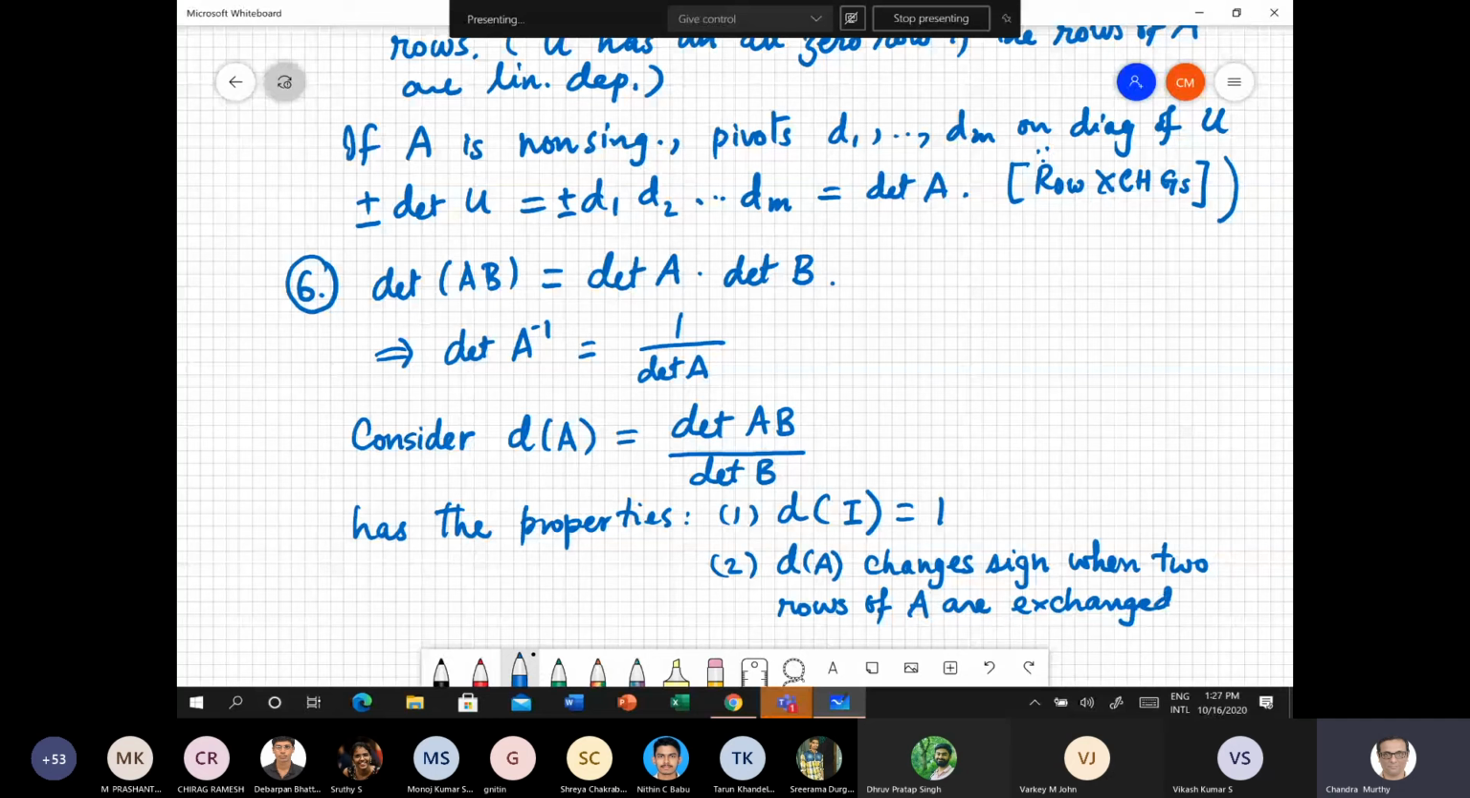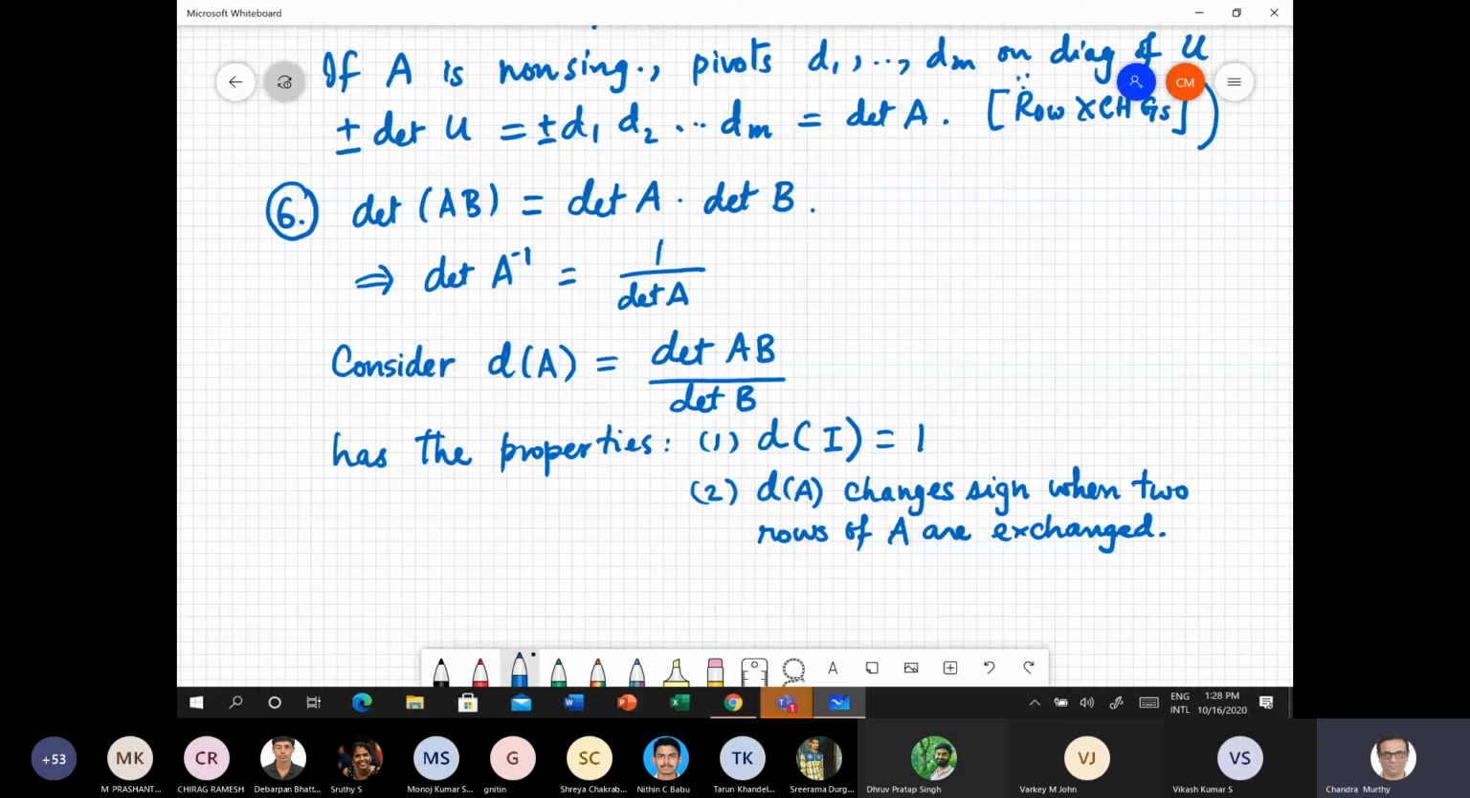That's because if I exchange two rows of A, then I also end up exchanging the same two rows of AB, because exchanging rows can be thought of as left multiplication by a permutation matrix. And so the effect of exchanging a pair of rows of A on the product AB is the same as exchanging those two rows of AB. And so d of A changes sign when two rows of A are exchanged, and three, d of A depends linearly on the first row.